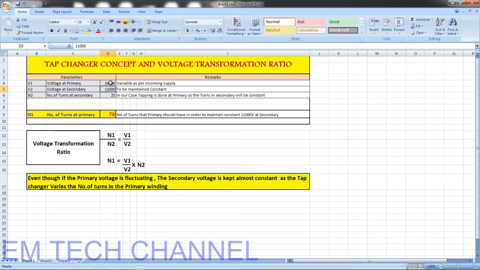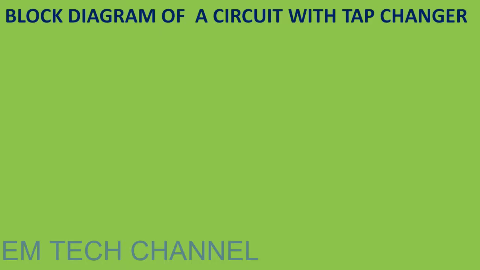Suppose the voltage drops from the rated 33 kV, what will happen? We will see that also. In that case, if the voltage drops to 32,000 volts, what happens? Again the number of turns gets reduced to compensate for the reduction of voltage in primary and to keep the secondary voltage constant. So you can see clearly from here that the number of turns in primary is directly proportional to the voltage. Now we will see the block diagram of a circuit with the tap changer.